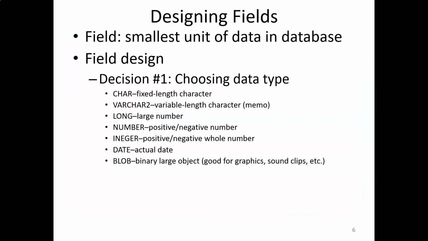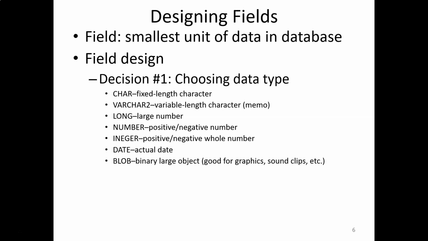In physical database design, one of the decisions you need to make is to find the best storage format for fields. The storage format is important because it will determine the efficiency of the storage space usage, determine the ease of retrieval of data, and also determine the accuracy and integrity of the data. A field is the smallest unit of data in a database. In field design, there are a number of decisions you need to make. The first decision is to choose the right data type.